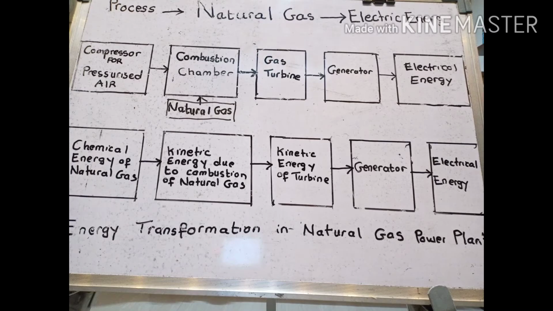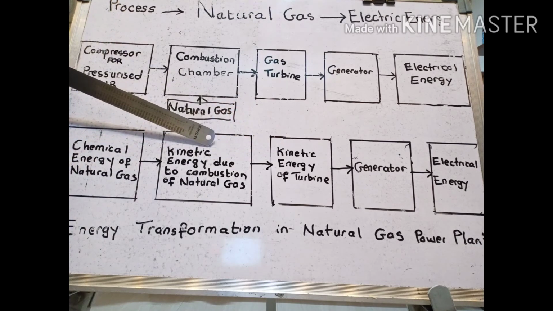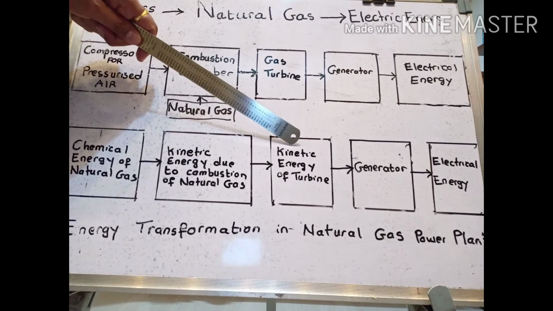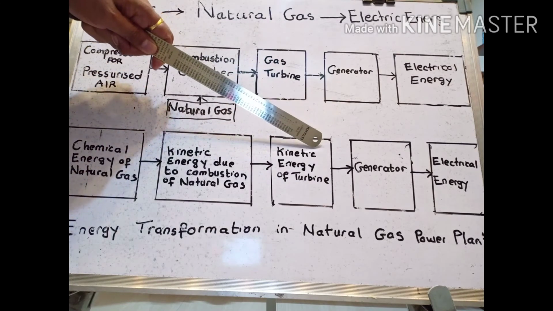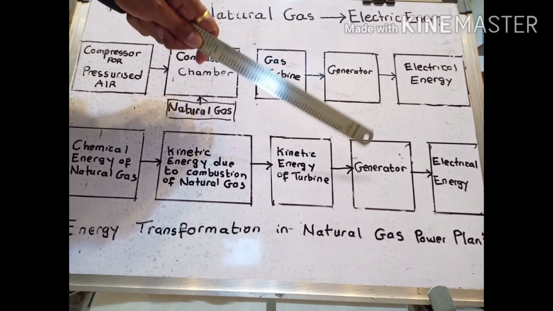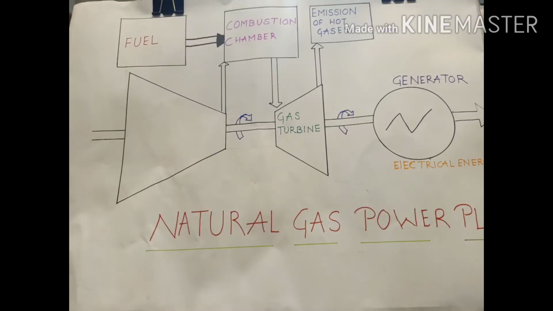So the energy transformation taking place would be the chemical energy stored in the natural gas gets converted into kinetic energy due to the combustion of natural gas. This kinetic energy of the natural gas is used to run the turbine. So the kinetic energy of the natural gas gets converted into the kinetic energy of the gas turbine, and the kinetic energy of the gas turbine is used to run the generator, which then generates electrical energy.